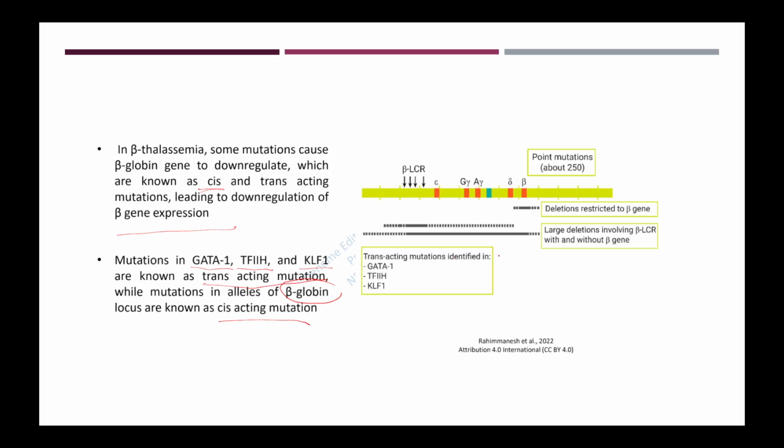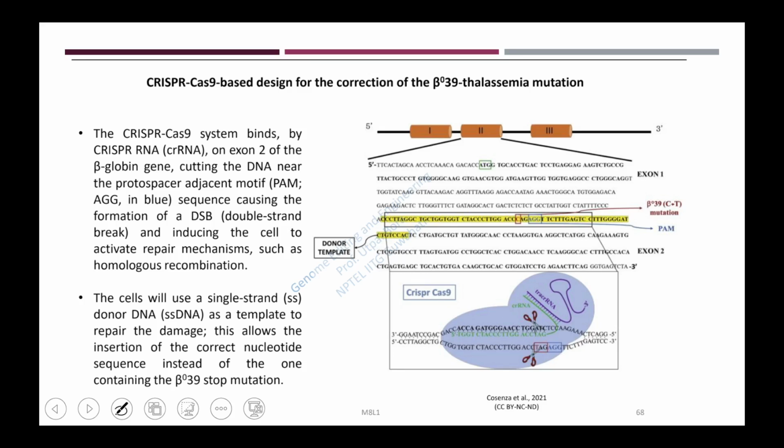So these are the regulatory factors, transcription factors for the beta genes. That is why a mutation in these affects the production of the beta gene as well, and that is why they are trans-acting mutations. And if the mutations are in the gene itself, for example, deletion of the beta gene, point mutation, large deletion, those are the cis-acting mutations. Okay.